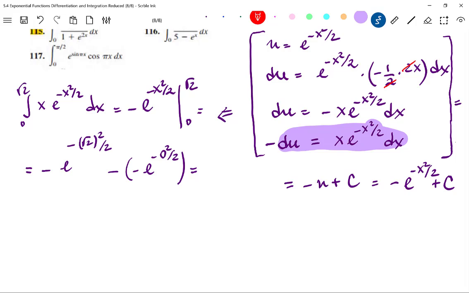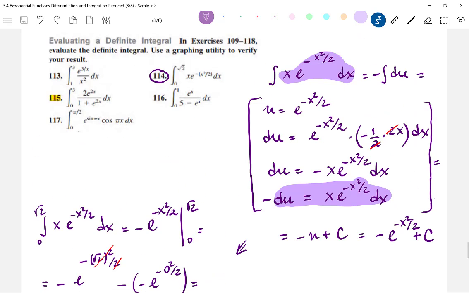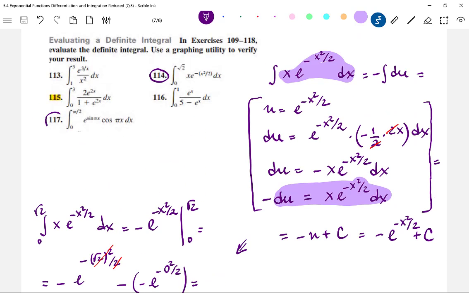Now square root of 2 squared is 2, so 2 and 2 cancel out. We have negative e to the power of negative 1 minus e to the 0, or negative 1 over e. e to the 0 is 1, this is 1, so plus 1. So this was if we solve indefinite integrals first.